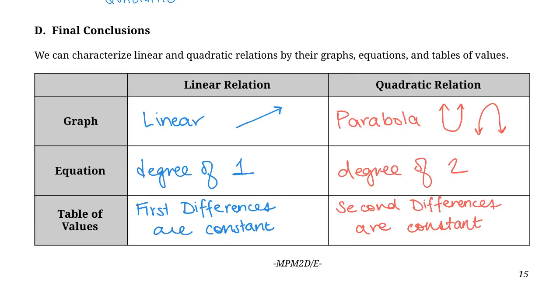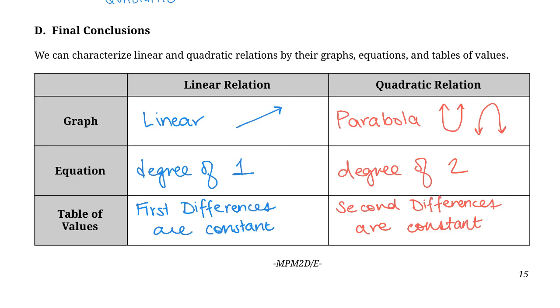So to quickly summarize what we talked about in this lesson, we looked at comparing linear and quadratic relations, and we compared them for 3 different categories: the graph, the equation, and the table of values. When dealing with a linear relation, the graph will always be linear, meaning you will be able to graph or plot data that will form a straight line. If we're taking a look at an equation, you will find that the highest degree on a variable in an equation will be a degree of 1. And if we're using a table of values, we would find that if we were to calculate the first differences, we would have first differences that are constant.